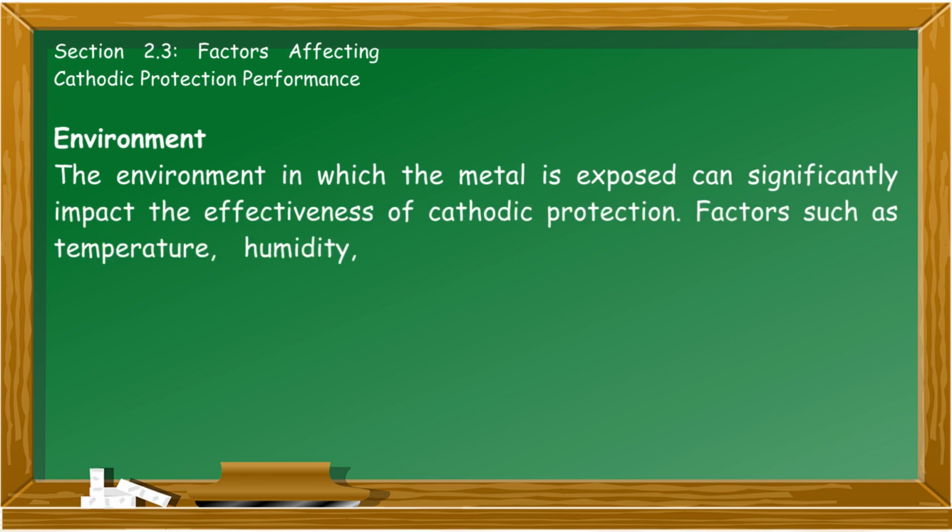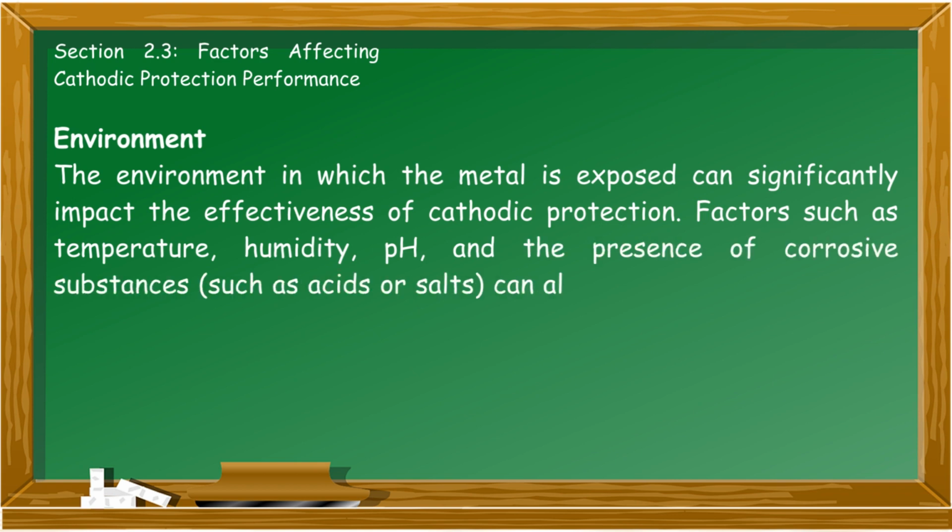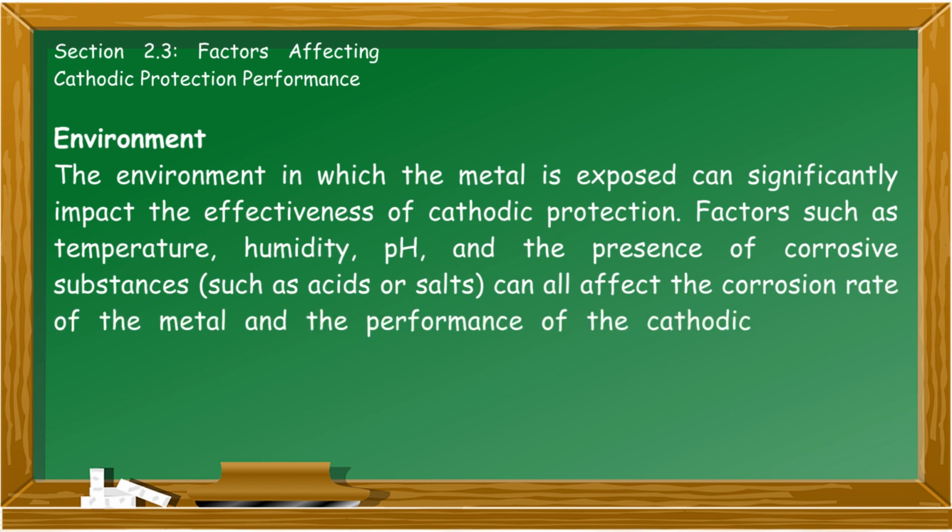Environment. The environment in which the metal is exposed can significantly impact the effectiveness of cathodic protection. Factors such as temperature, humidity, pH, and the presence of corrosive substances, such as acids or salts, can all affect the corrosion rate of the metal and the performance of the cathodic protection system.